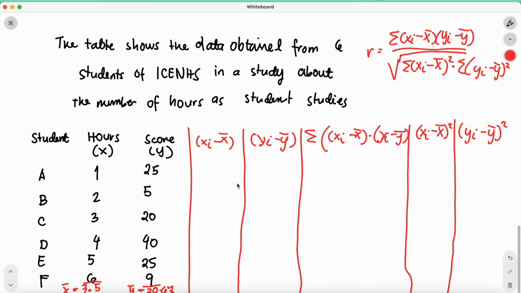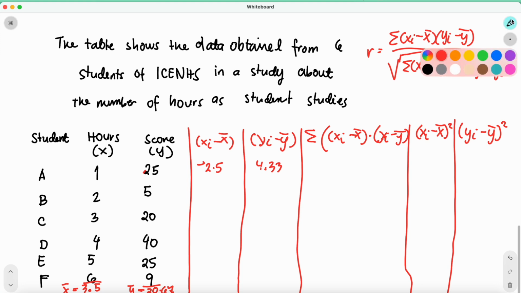Okay, so here we have 1 minus 3.5, that is negative 2.5. Here we have 25 minus 20.67, we have 4.33. Then you multiply both of these.